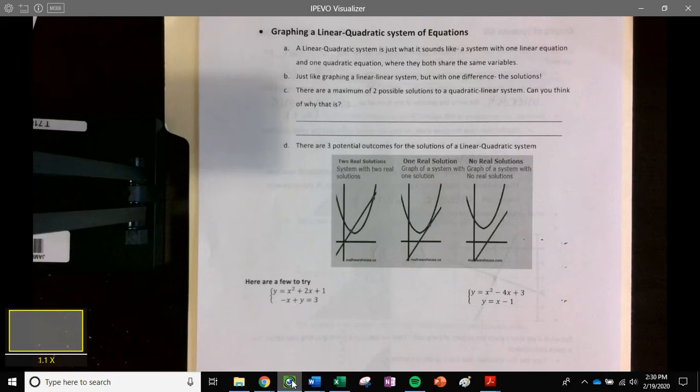And there's going to be a difference here. The solutions are going to be different. They're going to be in the same format. They're still going to be in the format of ordered pairs. But there's a maximum of 2 possible solutions to a quadratic linear system. And why do you think that is? Why could we have 2 solutions where before we could only have 1?